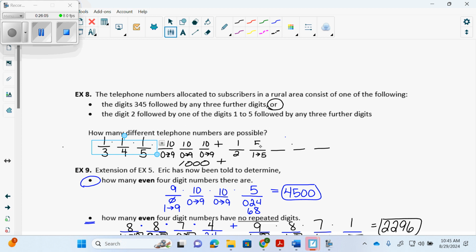Plus, then it says the digit 2, which is one option, followed by 1 to 5. That's 5 options. And then 3 for the digits. Go and look at your notes and see if you have multiplication dots. Probably don't. And your answer is 6,000. Yeah?